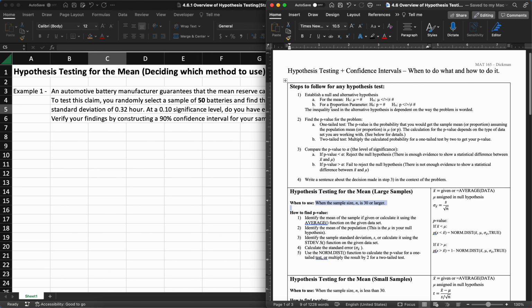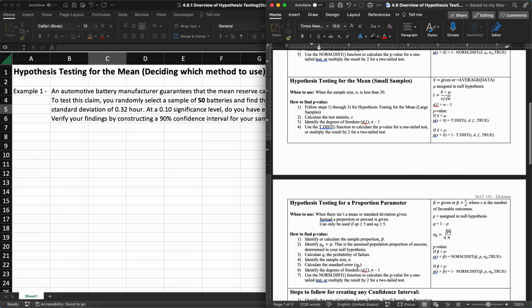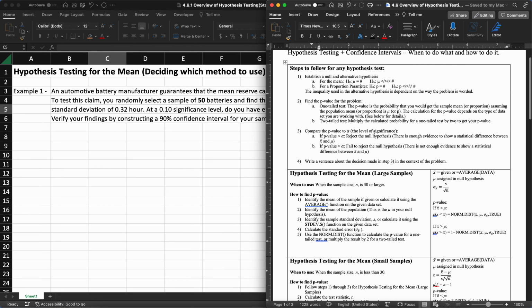So these are the steps we're going to go through that we've been doing for a while now. First, we're going to establish a null and alternative hypothesis. Then we're going to find the p-value, which is what you use these subsections for. And then we're going to compare the p-value to alpha, which is our level of significance. And then we will write a sentence about the decision that we made in step 3, whether to reject or, not accept, but fail to reject our null hypothesis.